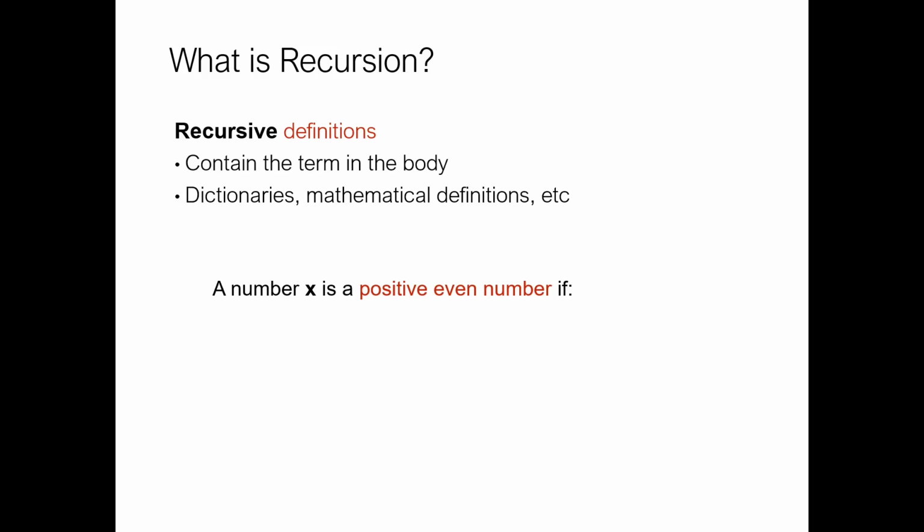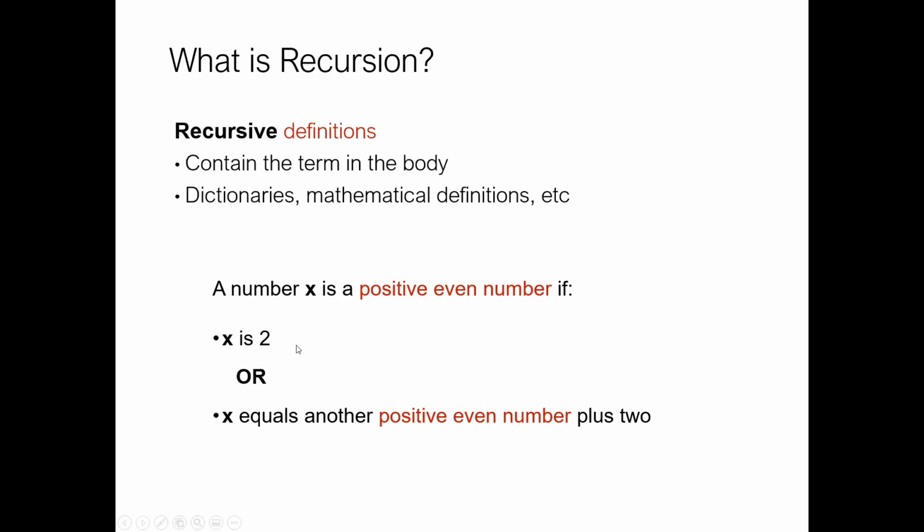So I'm going to take a little bit of a weird look at this. I come up with a recursive definition. X is a positive even number if X is 2, or if X is equal to another positive even number plus 2. Okay, so 2 is a positive even number. It tells us right there in the definition. We also know that 4 is a positive even number because it's equal to another positive even number, right there, that would be 2 plus 2.